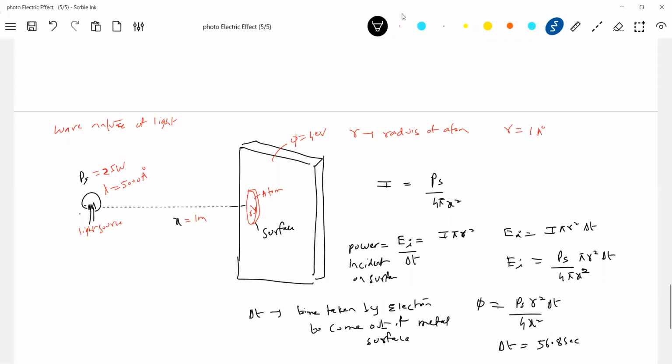56.8 seconds. That is approximately what it takes. After what time will the electron come out of the metal surface, on account of the wave nature of light? 56.8 seconds. But let's do it practically.